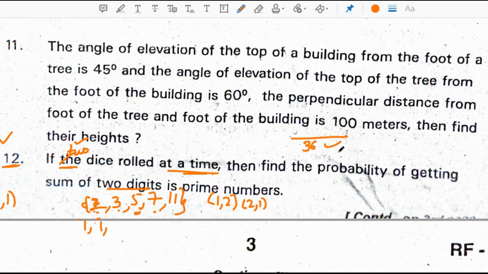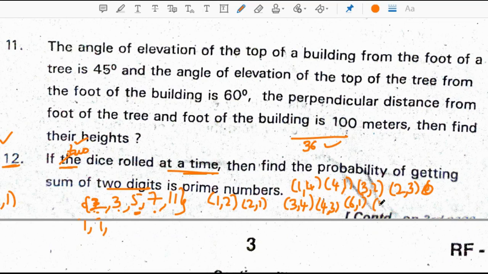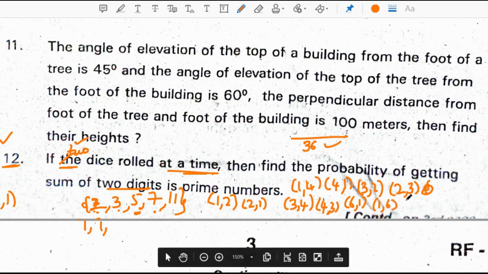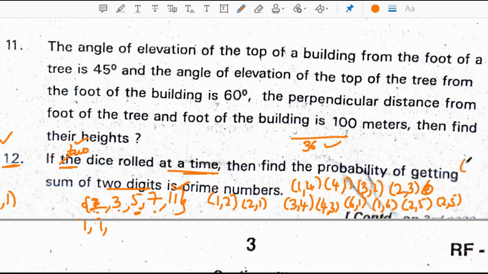And possibilities for 5 are 1, 4, 4, 1, 3, 2, 2, 3. So possibilities for 7 will be 3, 4, 4, 3, 6, 1, 1, 6, 2, 5, 5, 2. And possibilities of getting sum 11, which is a prime number, will be 5, 6 and 6, 5.